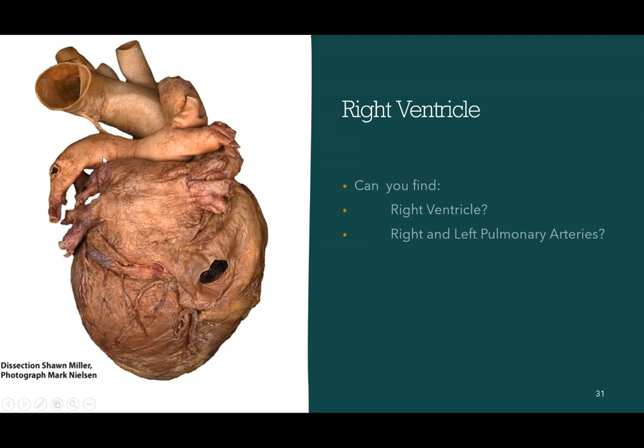Okay. And in terms of right and left pulmonary arteries, right here, this is going to be the right pulmonary artery, and this is the left pulmonary artery. These structures down here, we'll talk about it momentarily, but these are pulmonary veins. Okay, so the arteries are more superior to the pulmonary veins.